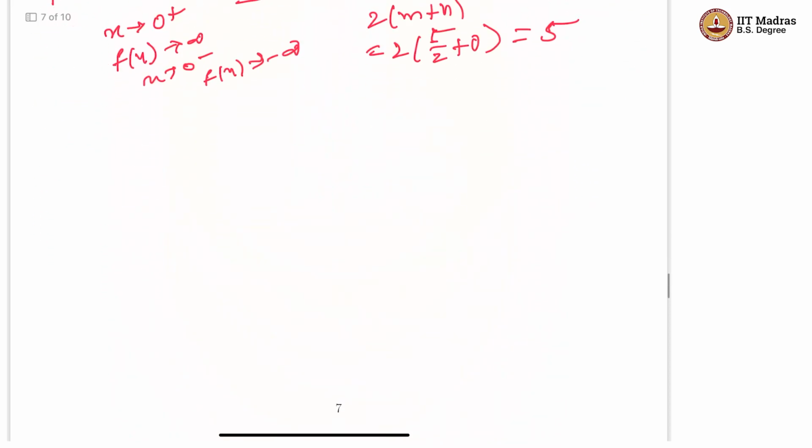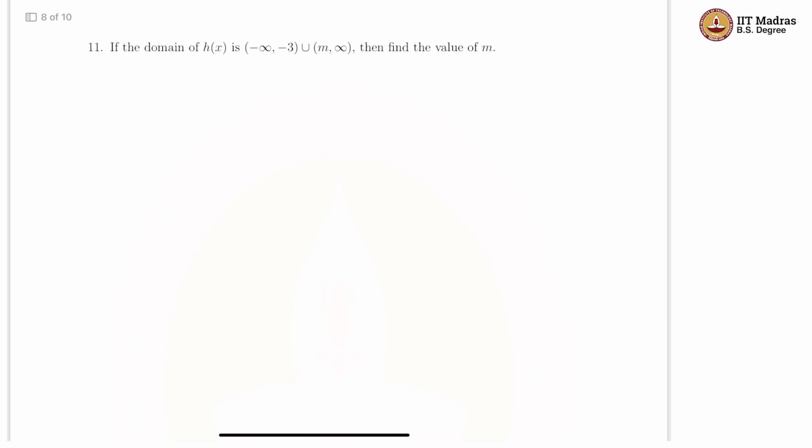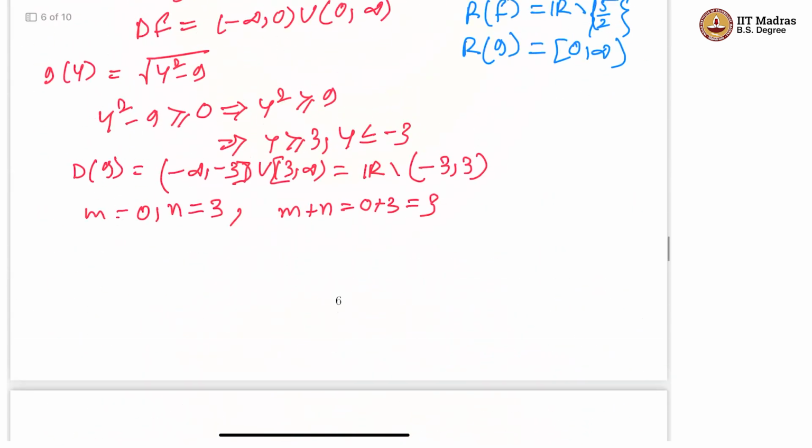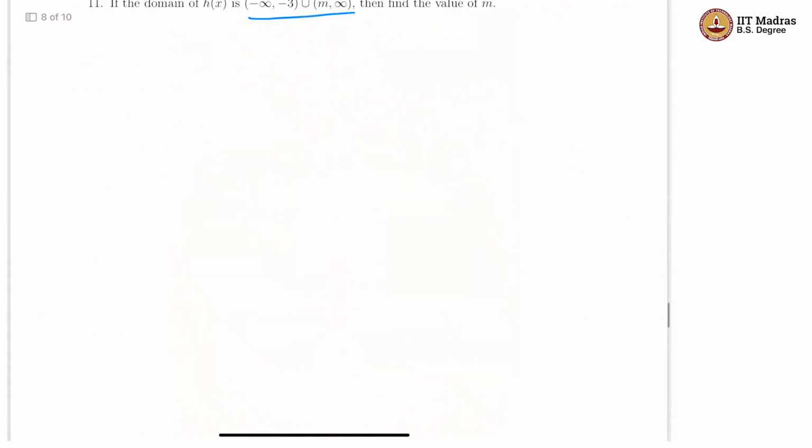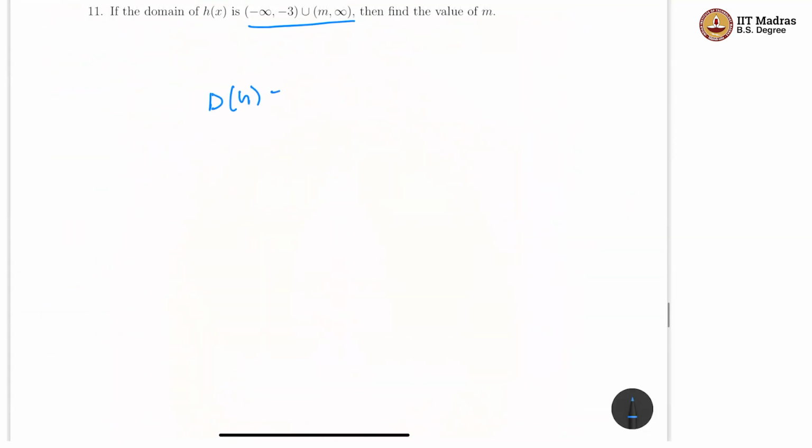Okay, so let's move to the next question. Question number 11. If the domain of h is this, then we have to find the value of the quantity m. So we basically have to find the domain of h. So let's check what is h. H is basically f compose g. That means the domain of h is equal to the domain of g such that the range of g is a subset of the domain of f, right?